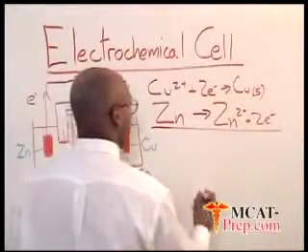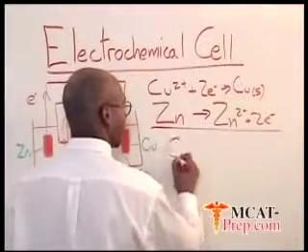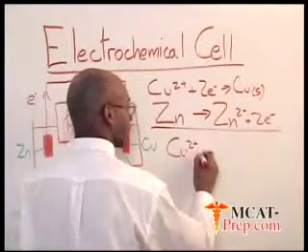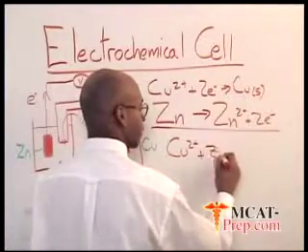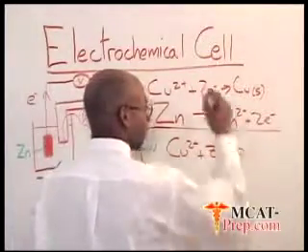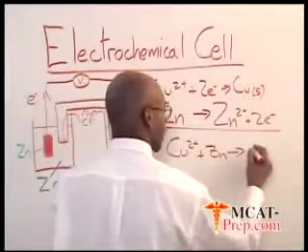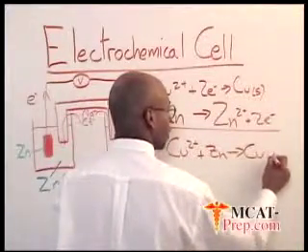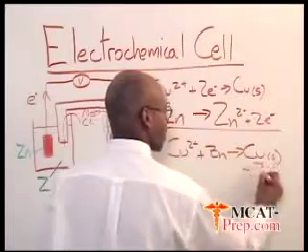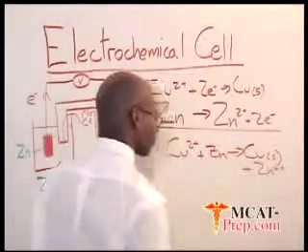So if you were to add the half reactions, you would get Cu2+ plus Zn, giving us, because the electrons would cancel, copper solid plus Zn2+.